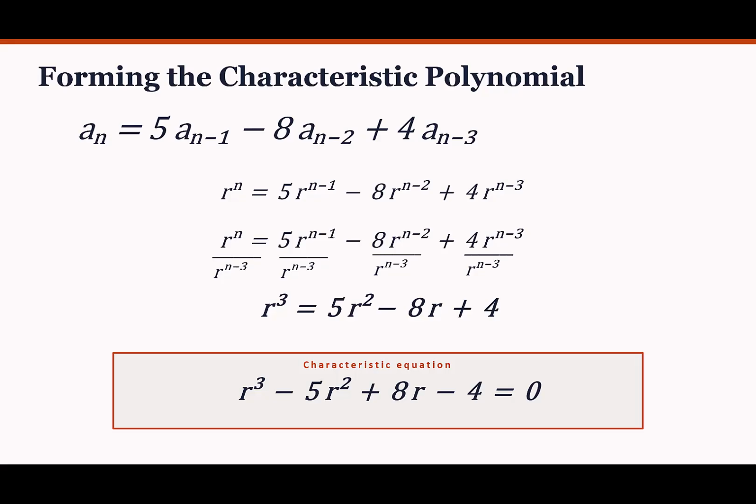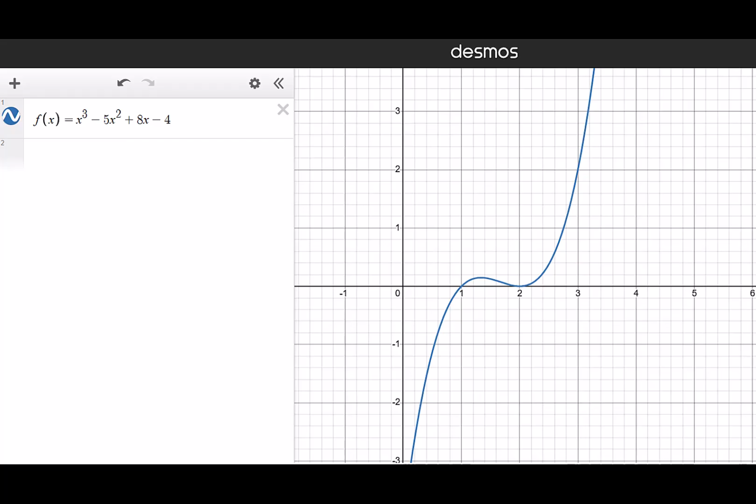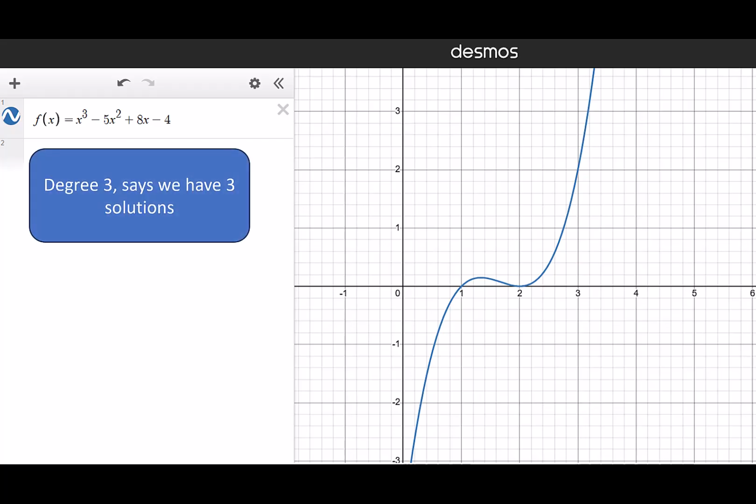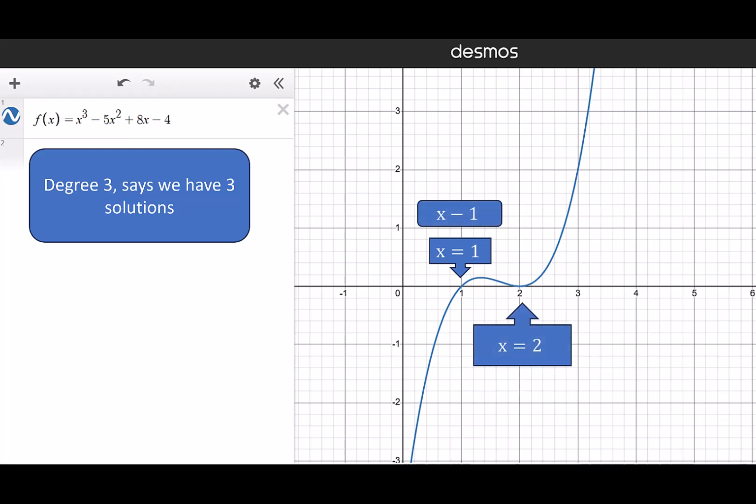To do that, I'm going to go to Desmos. In Desmos, I graphed f of x as x cubed minus 5x squared plus 8x minus 4. Because this is degree 3, we know we're going to have 3 solutions. I can see I have an intercept at x equals 1, which is a factor of x minus 1. At 2, I see it touches the graph, which means the factor is x minus 2 squared. That's important because we need to use the multiplicity in our solution.